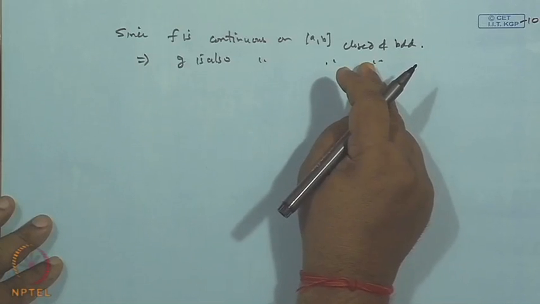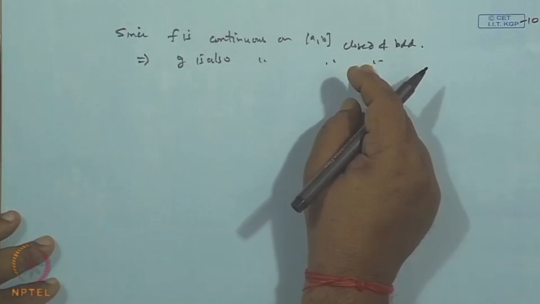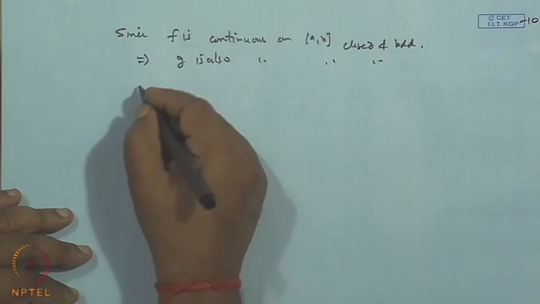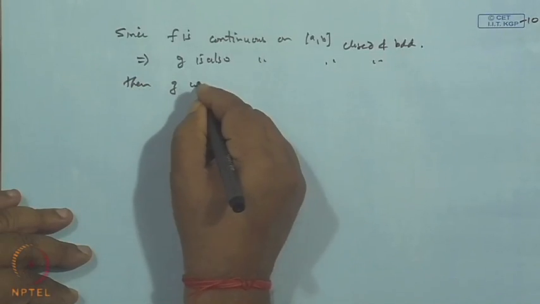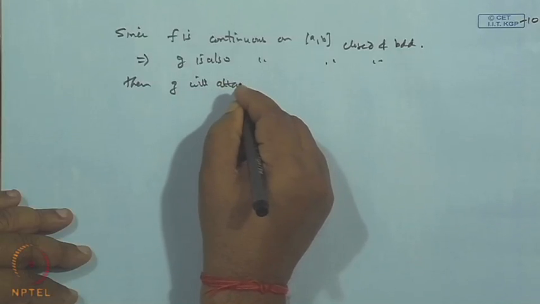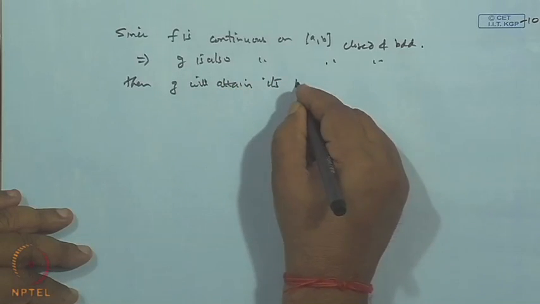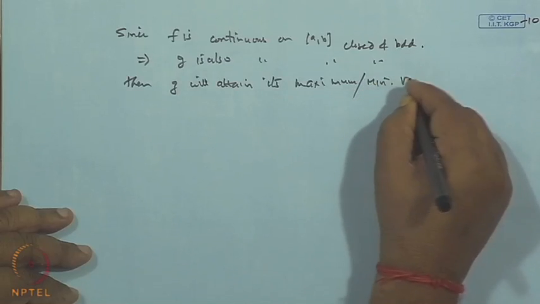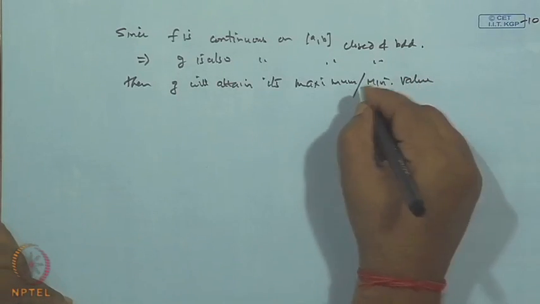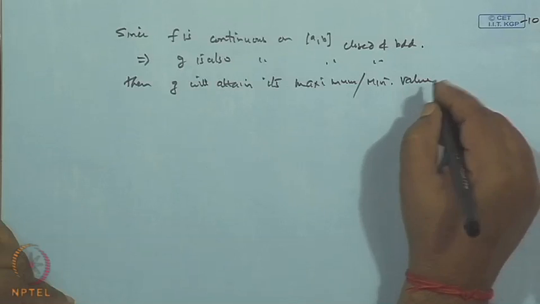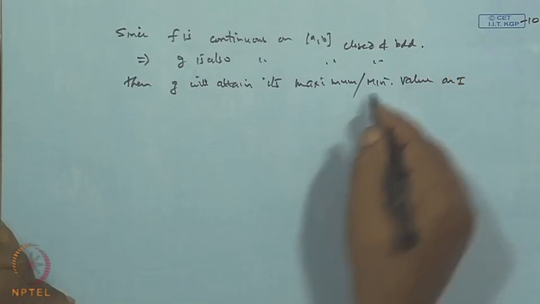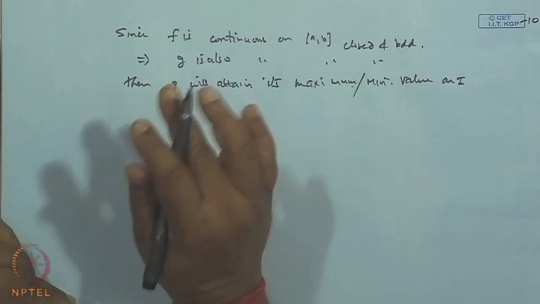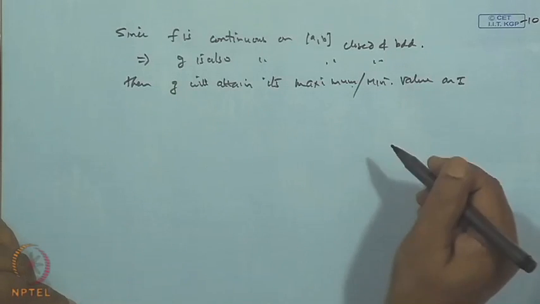So, if it is continuous on a closed and bounded interval, then it will attain its maximum value on the interval. Then g will attain its maximum value, similarly minimum value also, maximum and minimum value of course, on I. So, here we require the maximum and minimum. Okay. So, we get the I.